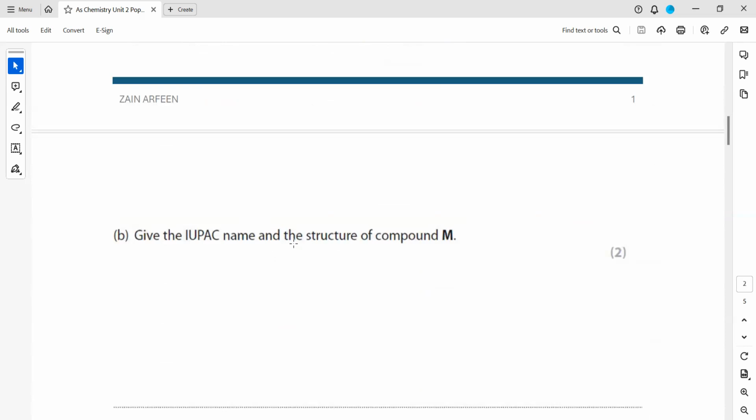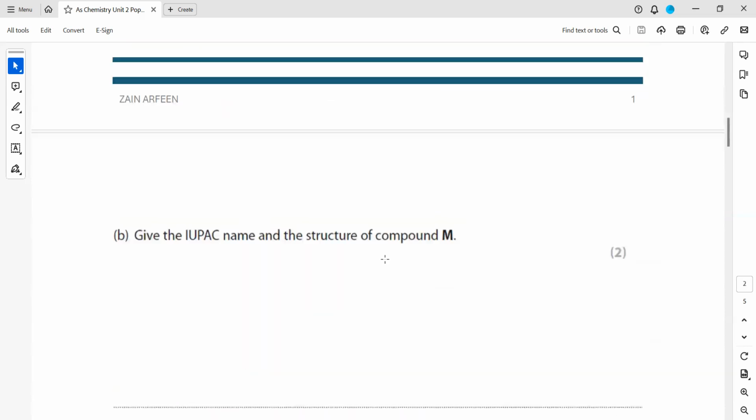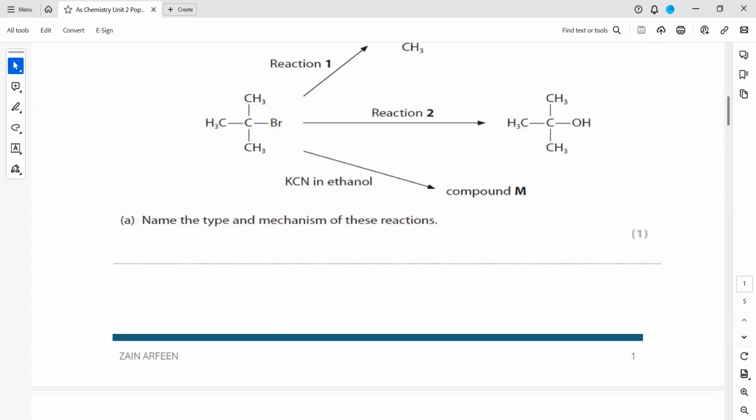Give an IUPAC name and the structure of compound M. So compound M is not shown, so what will it result in? It will result in the formation of a nitrile, because we have KCN. In this KCN, potassium is positive and CN is negative. And here what will happen? C is positive and Br is negative. So in a substitution reaction, an atom or a group of atoms replaces another atom or a group of atoms. So this CN will take the position of the Br.